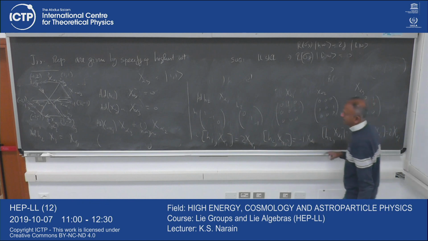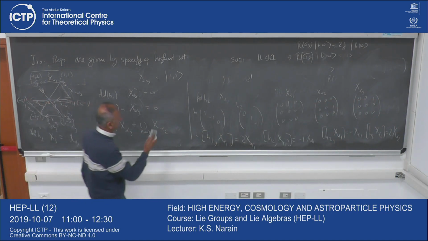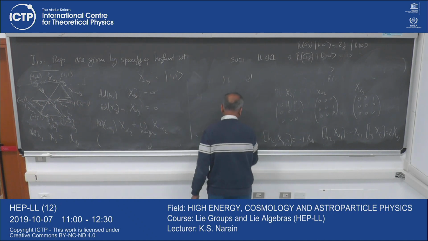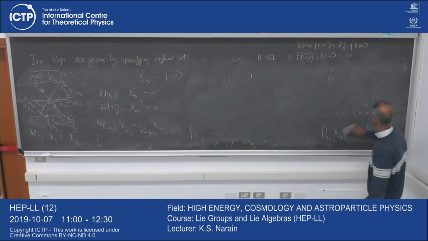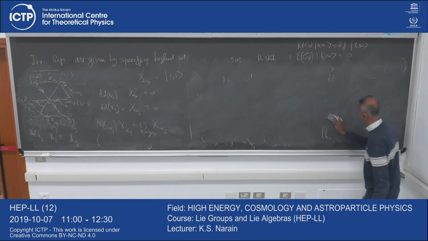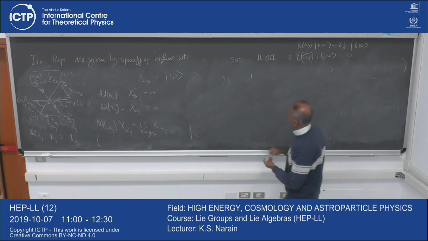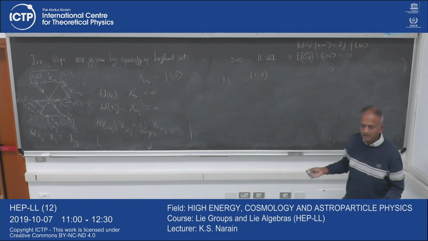Okay, now let's take the other example, the fundamental representation, which is the simplest one. We said any choice of n1, n2, I should find the irreducible representation. So choose the simplest one, 1, 0. That's the smallest one.